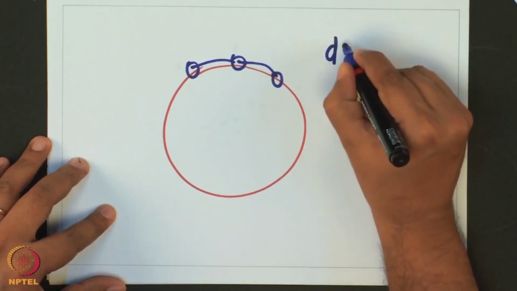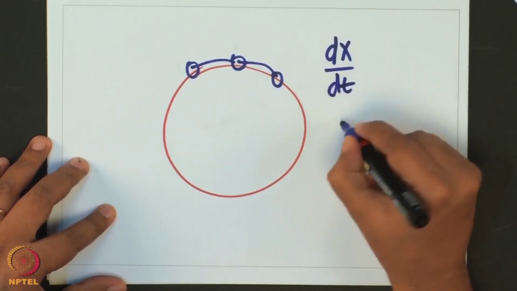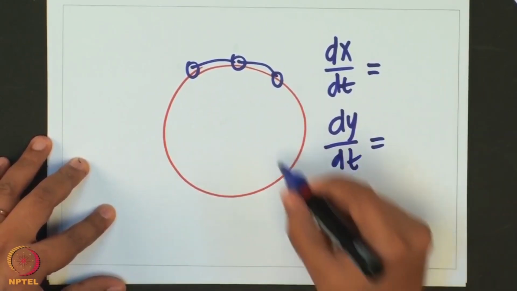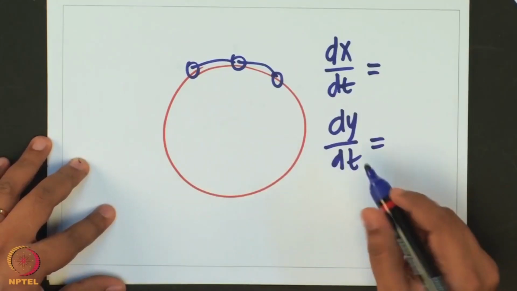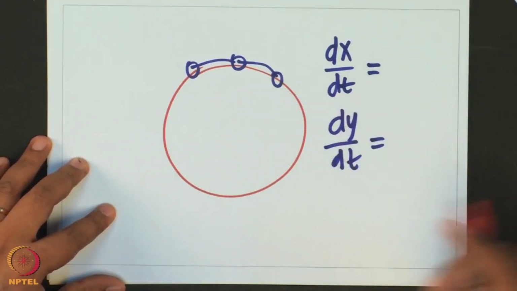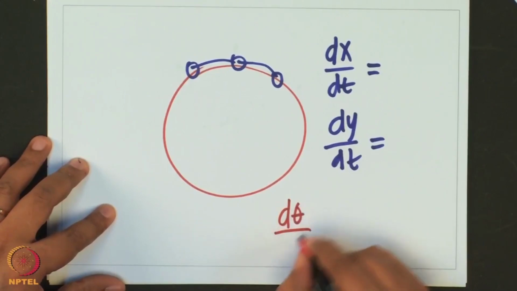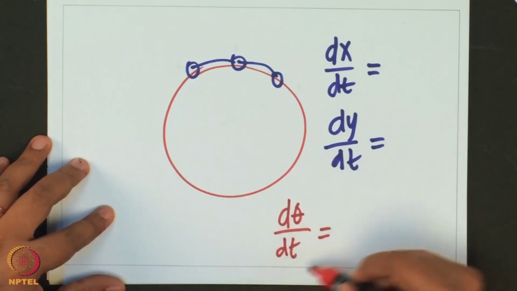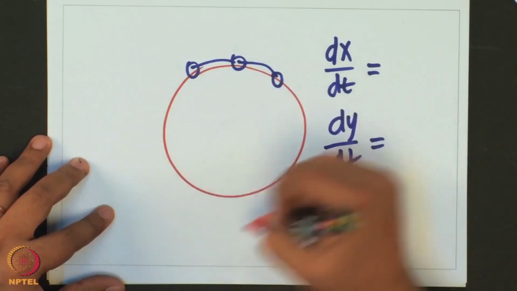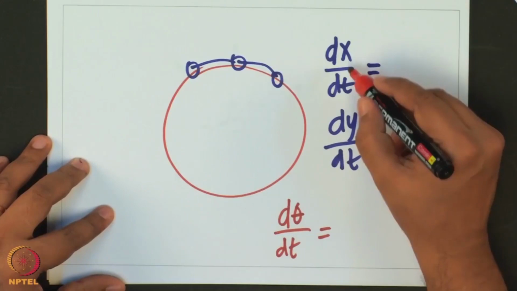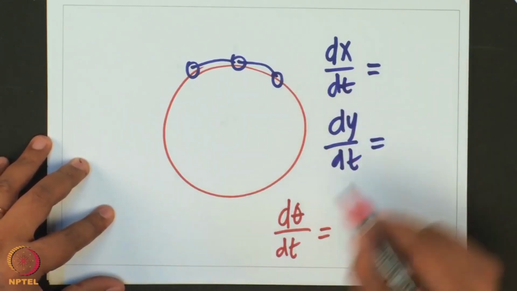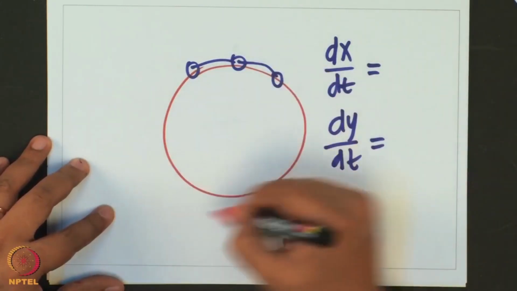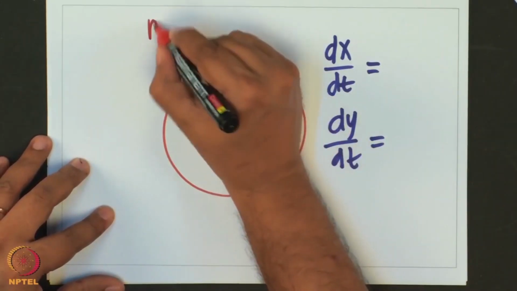Either I could say dx by dt and dy by dt. I have to say two things. I have to specify two things. Then only I would say how this is moving. But instead of this, I could just say d theta by dt. This alone, just one variable, would describe the motion along the circle. While if I use xy coordinates, I need two numbers, two equations to specify the movement along the circle.